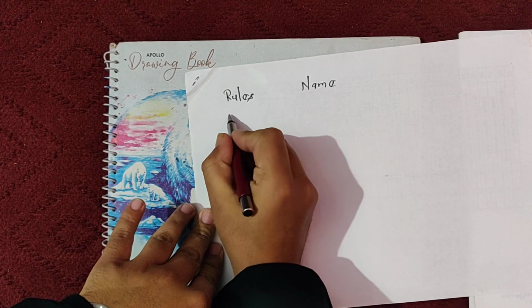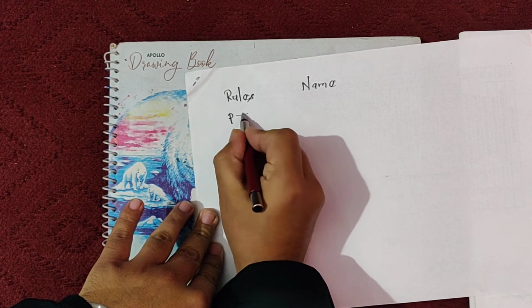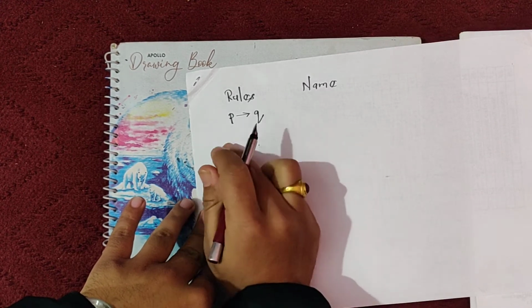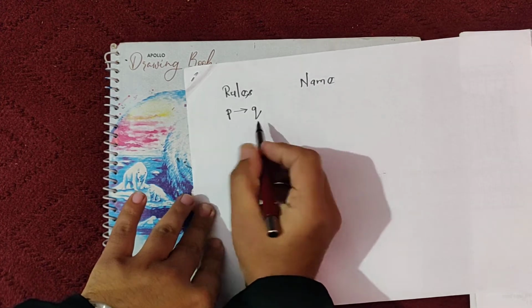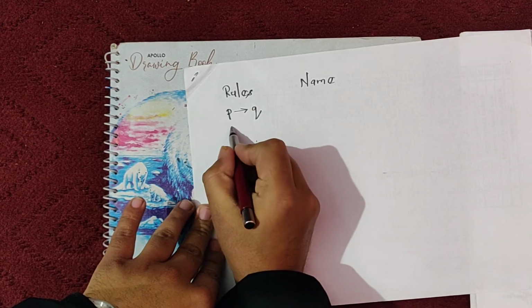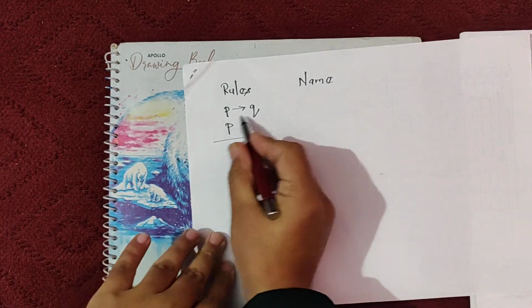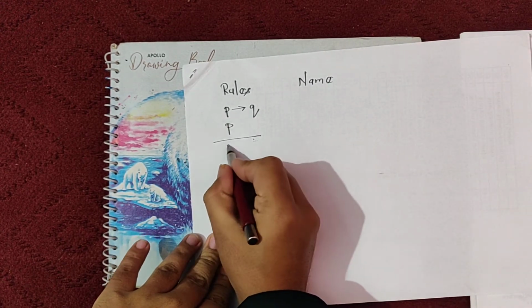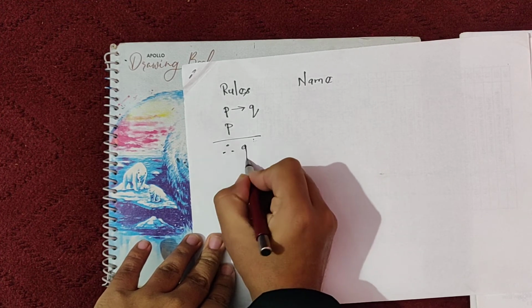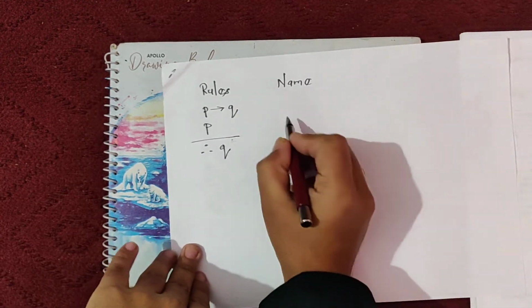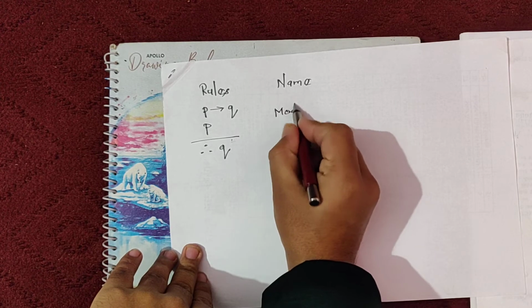So the first rule is, if P implies Q is true and P is true, if these two conditions are true, then the result is Q. It is also known as modus ponens.